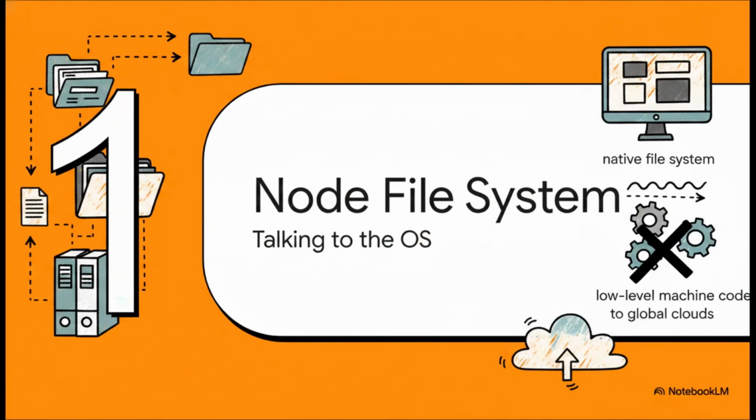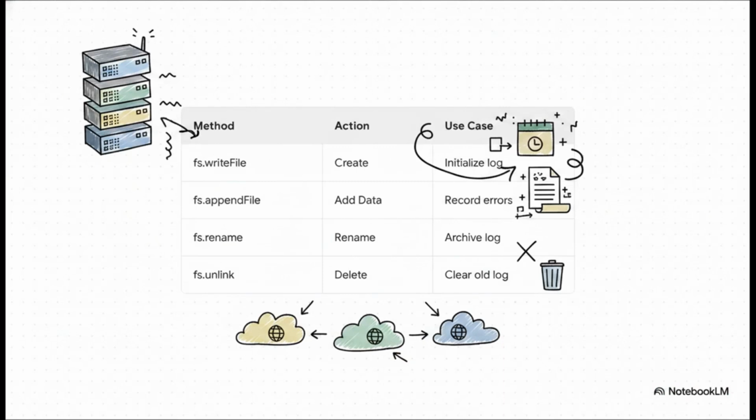Moving right into section 1, the node file system. So the very first big challenge developers run into is manipulating the native file system without writing tedious, low-level machine code. Node bridges this gap perfectly by giving us the FS, or file system module. It's basically a brilliant wrapper around those complex C++ functions, giving your server-side JavaScript the absolute superpower to breeze through file operations.